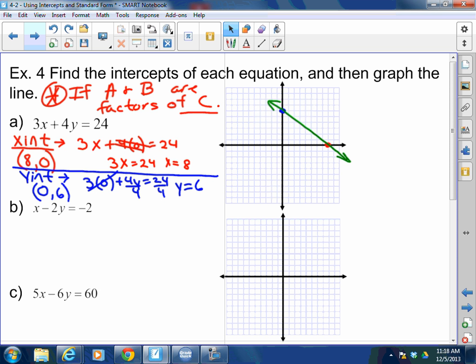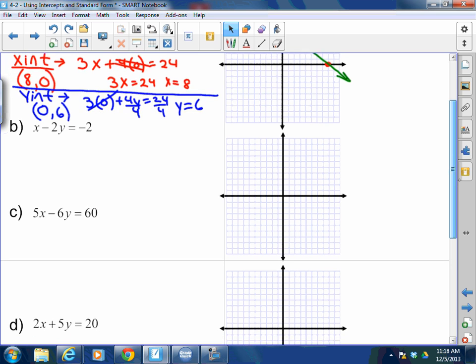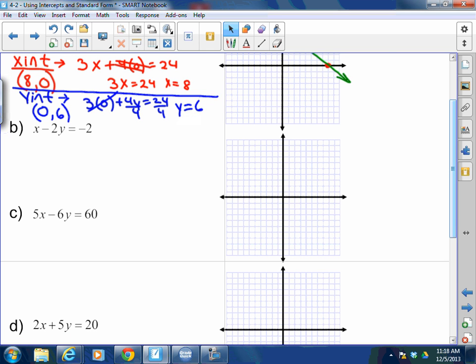So to find the x-intercept, make y 0 and solve for x. To find the y-intercept, make x 0 and solve for y. Yes, sir. It's not a shortcut, this is just the procedure. The shortcut is even easier. But the shortcut can't come until you really understand it. I'll show you the shortcut on the last one, okay?